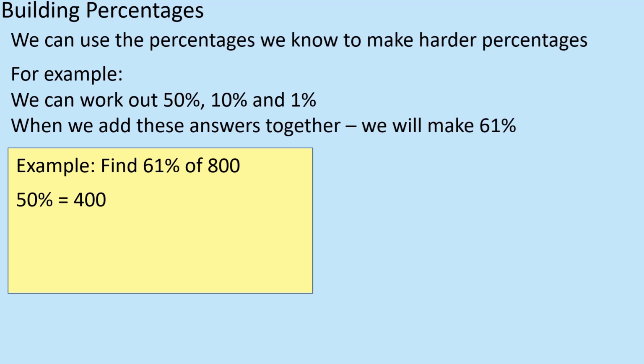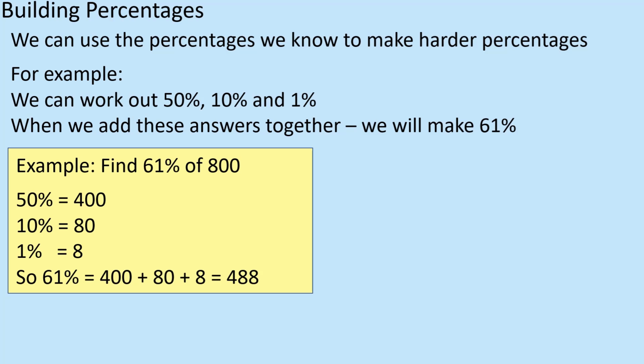So 50% of 800 is 400. 10%, well, you divide it by 10, so that's 80. And then 1%, well, you divide it by 100, that's 8. So all that, 50, 10, and 1 is 61%. So bring them all together, add them all together, it's going to be 488. And that's probably a lot easier than doing 8 times 61.